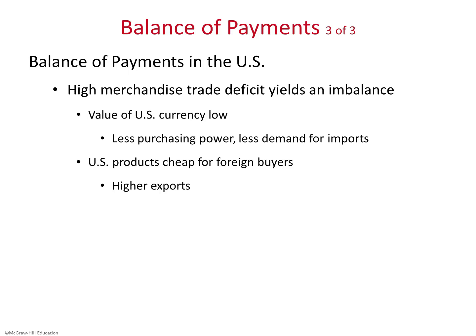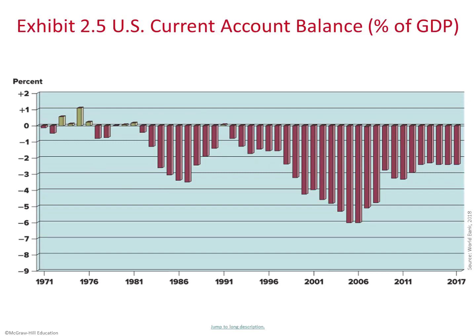So, why is the balance of payments important? Because a high merchandise trade deficit leads to an imbalance. This imbalance lowers the value of the US currency, the purchasing power, and the demand for imports. However, US products become cheaper for foreign buyers and exports increase. In Exhibit 2.5, the bar chart shows the United States current account balance in terms of a percent of its GDP from 1971 to 2017.